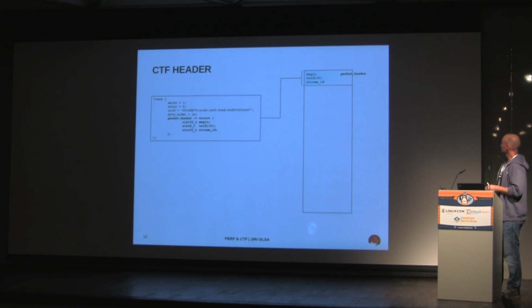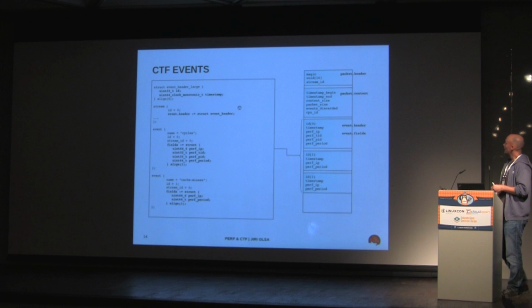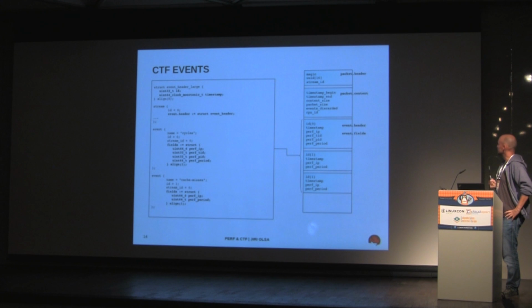So let's go on. This is the packet header, followed by the packet context. You define the structure of the packet context, and this basically says what the time range of the data in one packet is, what the size is, and various information like, if the stream is per CPU, what the CPU ID was, and if there are any discarded events. After the packet context, CTF stores the actual events you define.